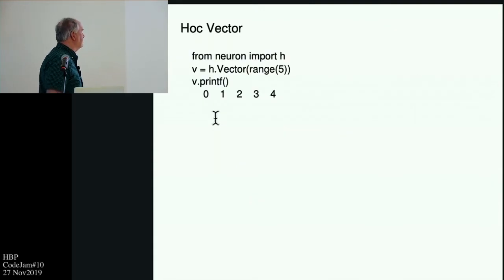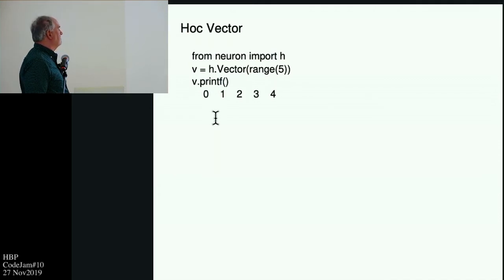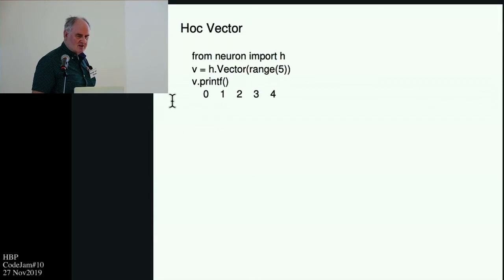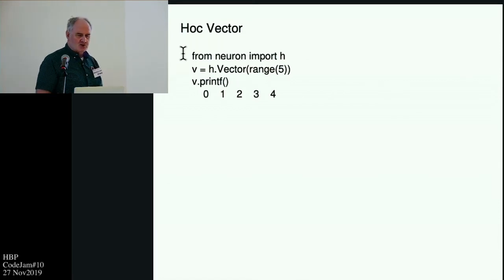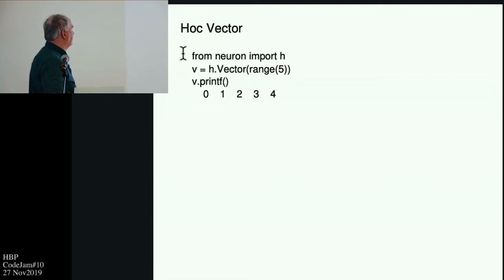So one of the aspects of the connection at the level of the user is the statement from neuron import h, which exposes everything in NEURON to Python through the h object. One of the examples of this is the vector, of course, which has thousands of different usages. And NEURON had its own implementation of vector. So for example, in Python, we say h.Vector, and then give it several constructor arguments, but giving it a range of 5, then the vector contains the five numbers.